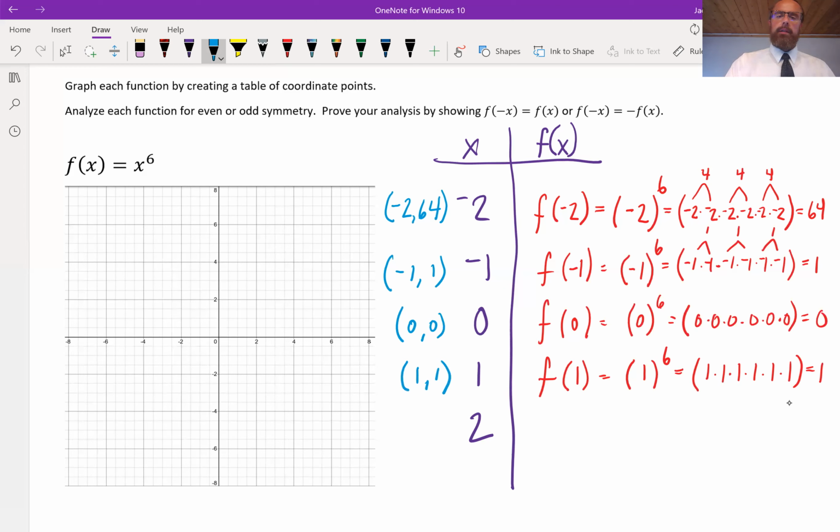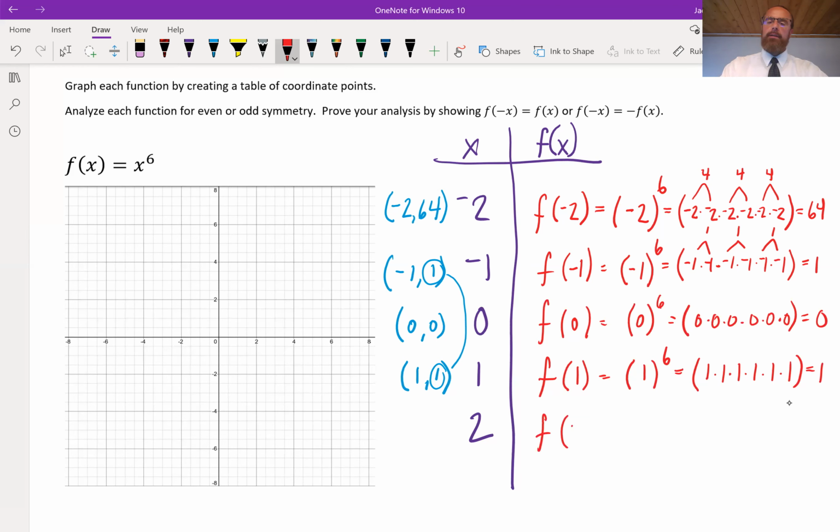I'm going to note that in the y values, I have a symmetry forming. So as we start to think about even or odd symmetry, some of what we can see in the table will help us to decide that. When x is -1, it yields a y value of 1. When x is +1, it yields a y value of 1.